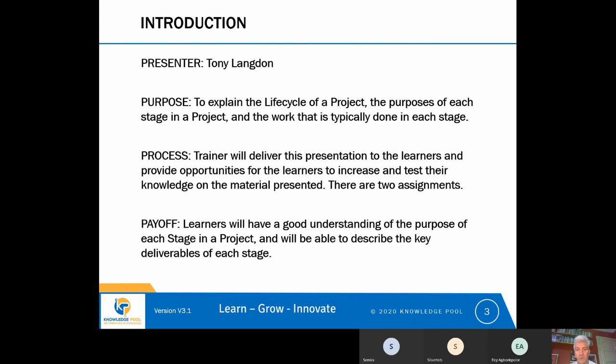So in this session, we're going to look at the life cycle of a project, the purpose of each stage within a project, and what work is typically done within each stage. So I'll deliver this presentation and we'll provide opportunities for you to increase and test your knowledge of the material presented. There are 2 assignments as well as part of this.